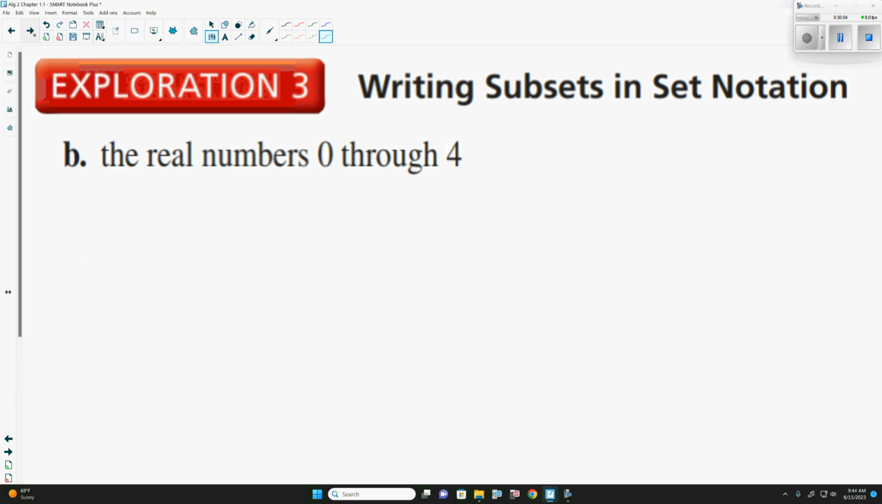So here we have to write it as an, we can say interval or inequality. Because an interval would be what? 0, comma 4.